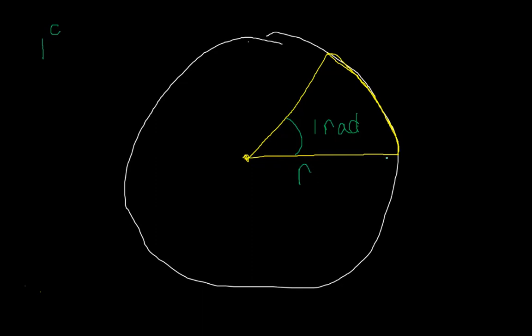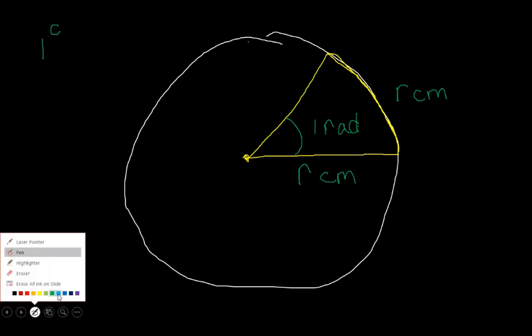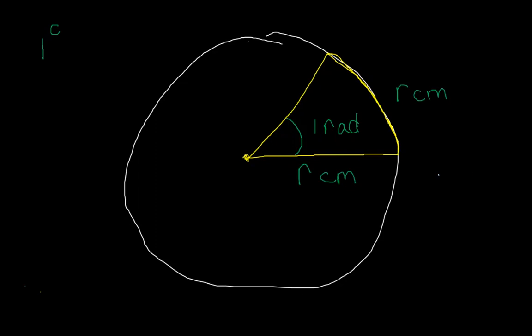So if the length of the radius is represented by r centimeters, then the length of this arc is also r centimeters by definition, right? Because if my angle is 1 radian, then the radius and the arc length are the same. Okay. What I was trying to explain is how do we know how many arcs of length r I can get in an entire circle?